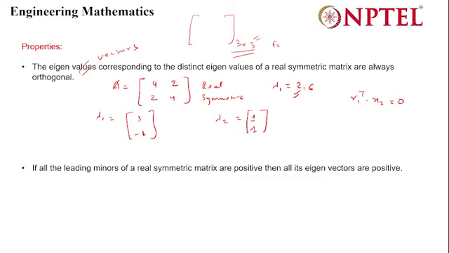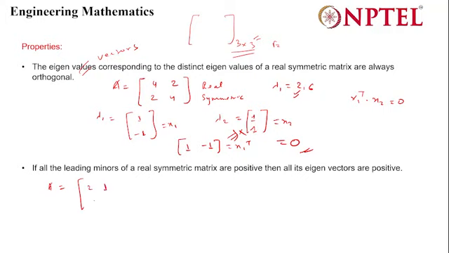Okay. So this is your x1, this is your x2. If you firstly transpose, this will be x1 transpose, and if you multiply both, it will come as 0. So the eigenvectors corresponding to the distinct eigenvalues of a real symmetric matrix are always orthogonal. Then if all leading minors of a real symmetric matrix are positive, then all its eigenvalues are positive. This also we will see by an example.